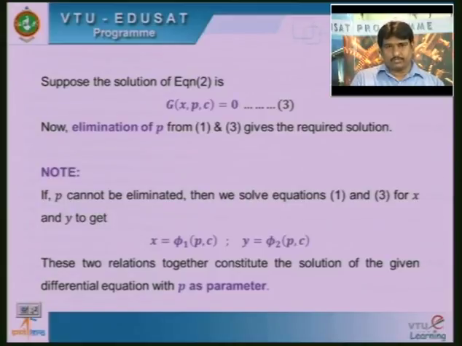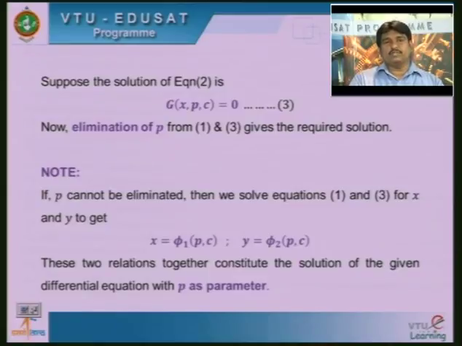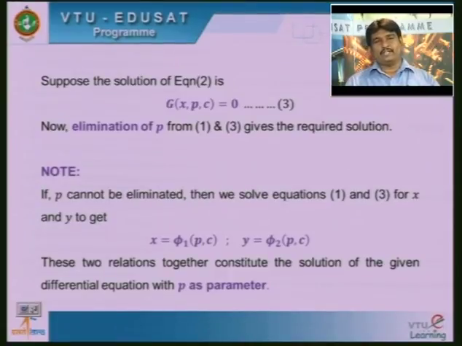So equation number 2 is a relationship between x, p involving one arbitrary constant, because we treat this as a differential equation of first order, dp by dx. So its solution is of the form g of x, p, c equals to 0. Now we have to eliminate p from this equation in the given differential equation. And as I mentioned earlier, if p cannot be eliminated easily, then we have to solve equations 1 and 3 for x and y to get x and y in terms of p and c, so in the parametric form, assuming p as a parameter.